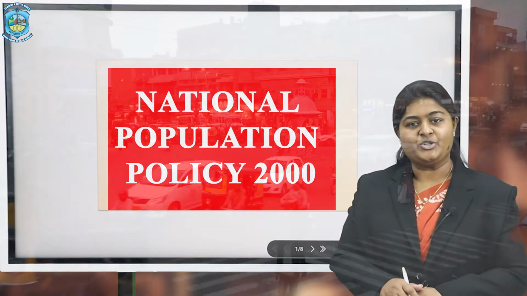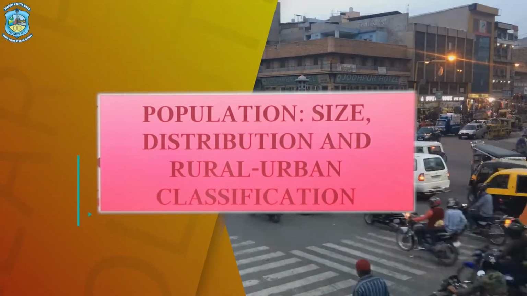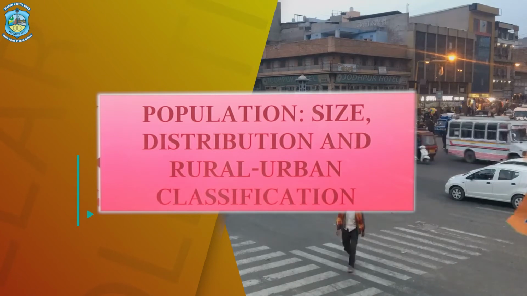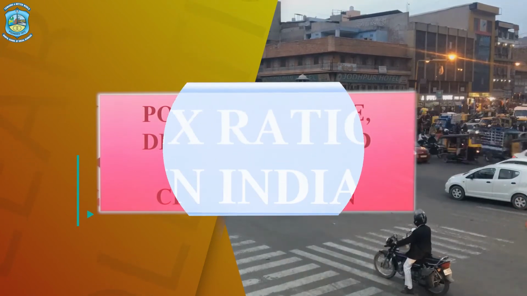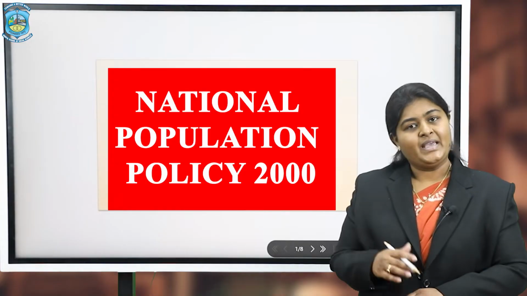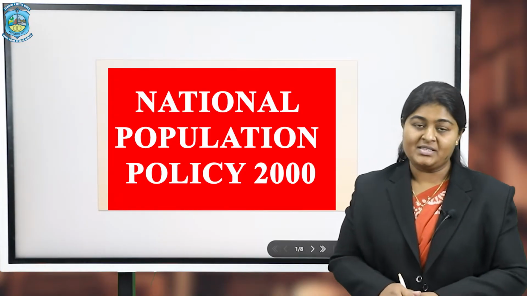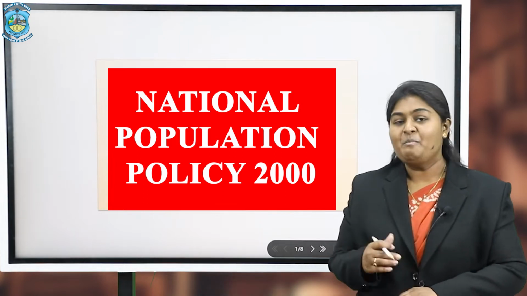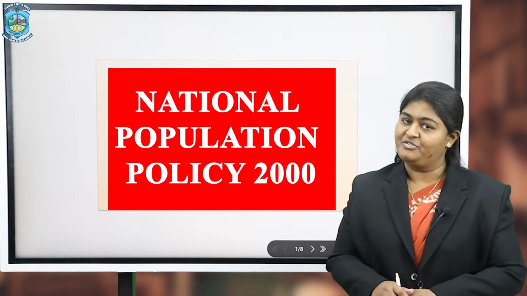In the previous modules, we have discussed the population size, distribution, rural-urban classification of the population and sex ratios in India. Now, today in this module, we are going to discuss the National Population Policy 2000 and make a critical assessment of the same.